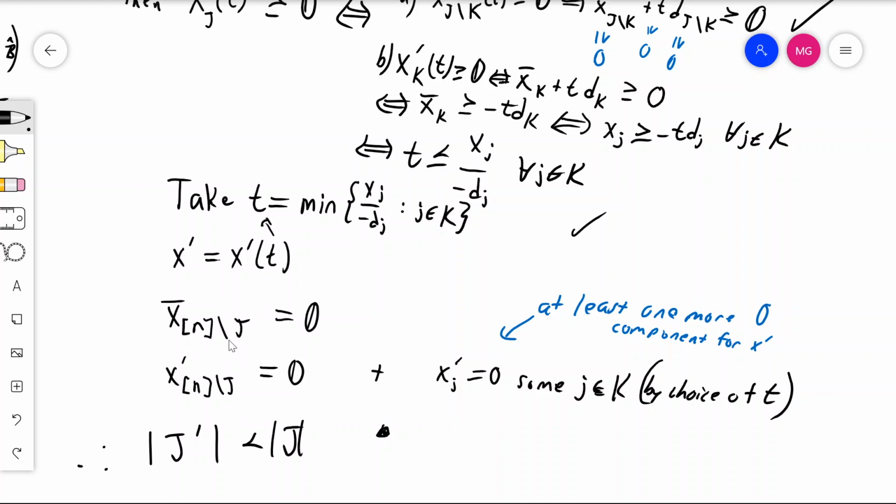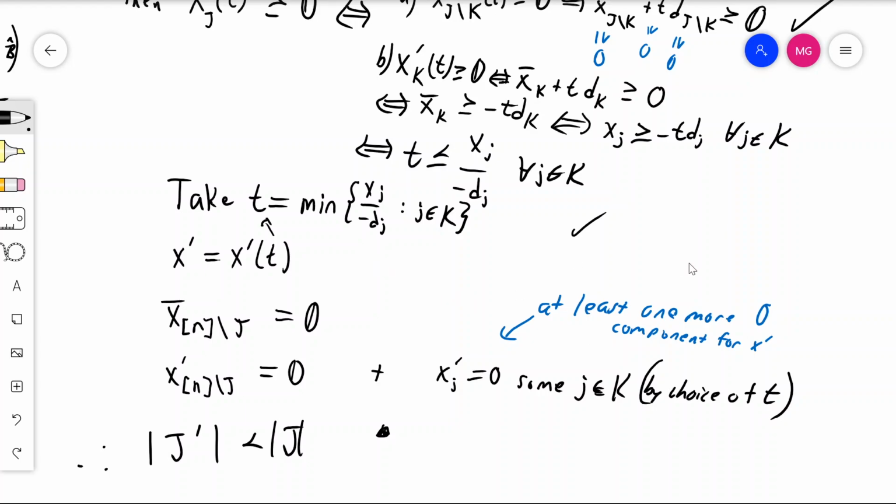Okay, so just take a look and recap. What we were trying to show is about the indices of this new x prime. This is what we want x prime to be: for this particular t, you fill t in, and that gives you the x prime that we want. The idea here is that there are more zero components, or strictly fewer strictly positive components. What were the zero components of x bar? It was everything that wasn't in J. Well, that's still true for x prime. All those non-J components are still zeros, but in addition to that, there's at least one more zero component for x prime, and that occurs for one of these indices in K. That's by our choice of t.